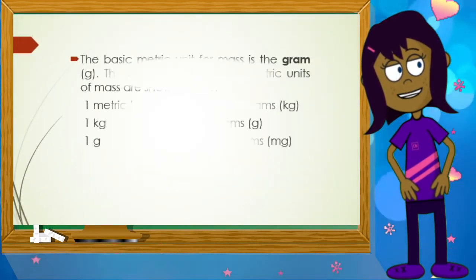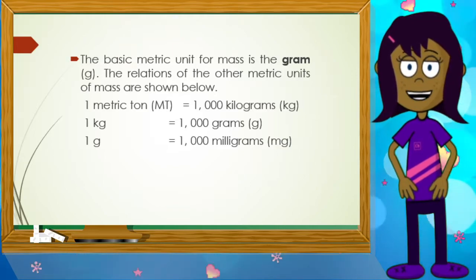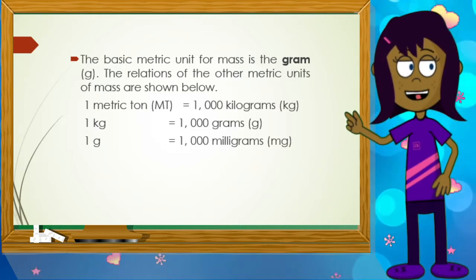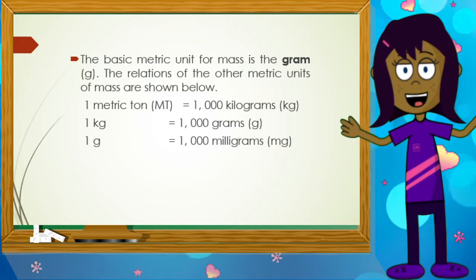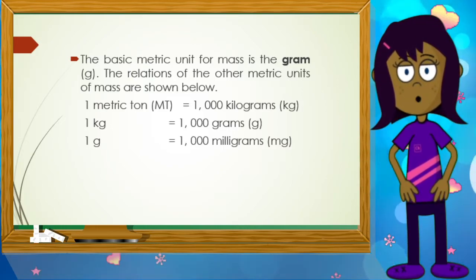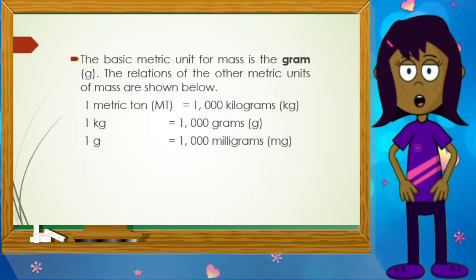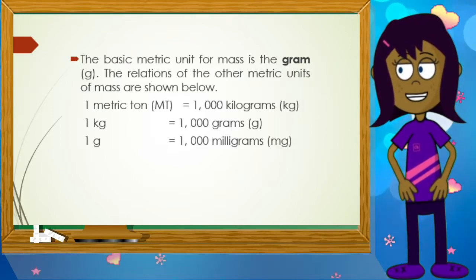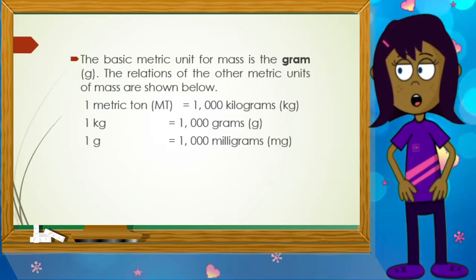So the basic metric unit for mass is the gram, which is represented by the letter g. The relations of the other metric units of mass are shown below. When you say 1 mt, that is actually metric ton, it is equal to 1,000 kilograms. 1 kilogram is also equal to 1,000 grams. 1 gram is equal to 1,000 milligrams. So therefore, you could say that 1/2 kilo is equal to 500 grams.